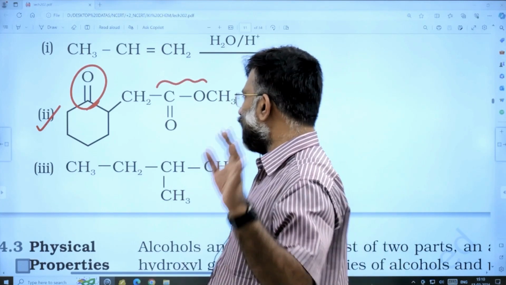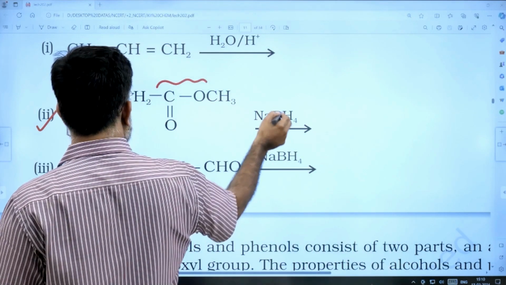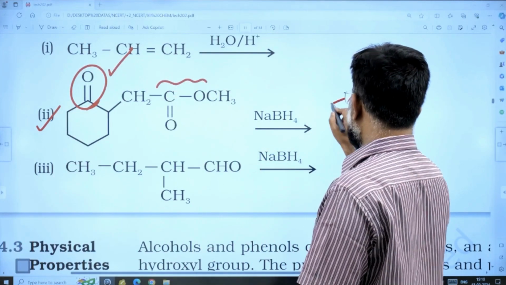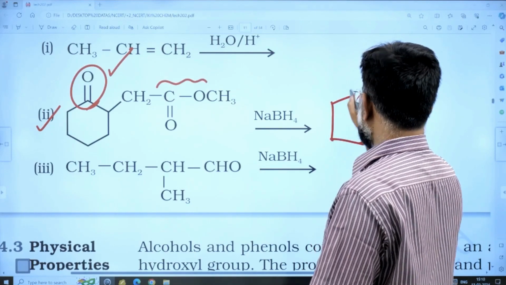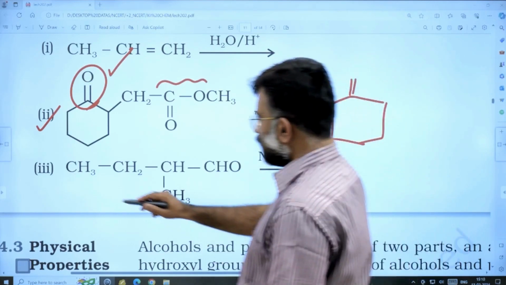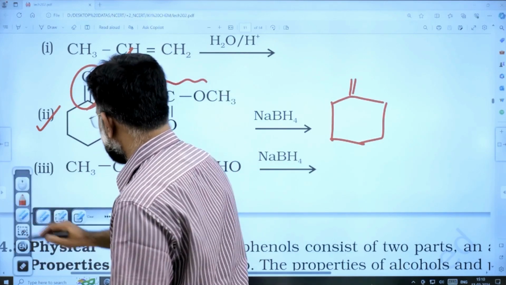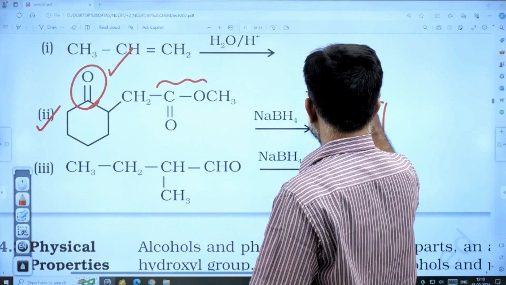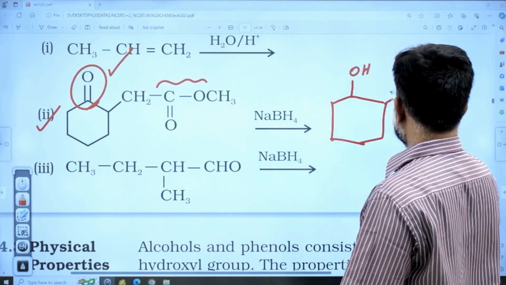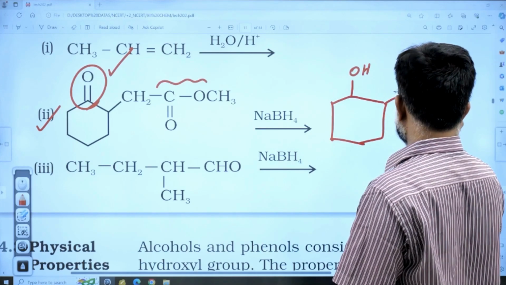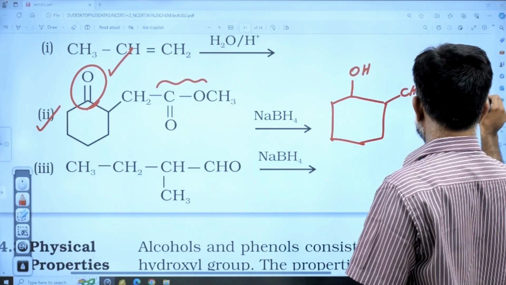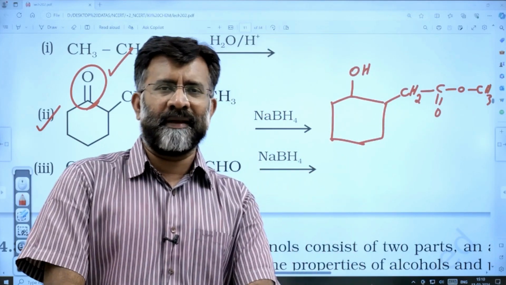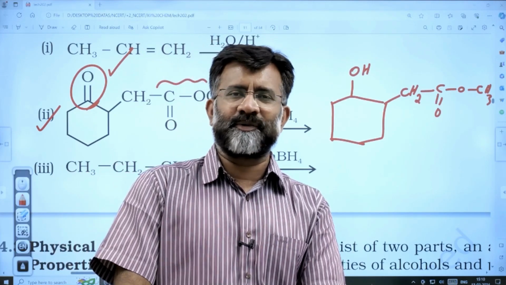I think all of you are aware that it will be reducing this group alone, not the ester. The ester group will remain as such. The C=O group will turn into an OH group, and the rest of the molecule remains as such, like this. So the ester group is remaining as such, and the keto group is reduced to a secondary alcohol.